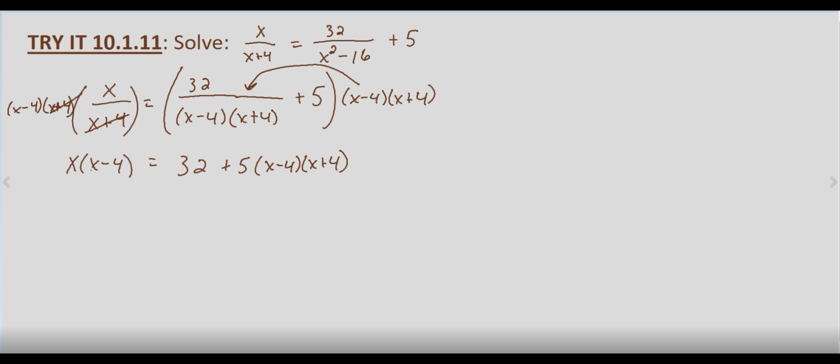So we'll go ahead and distribute our x term on the left-hand side. So this was x squared minus 4x equals 32. And then we're going back to the x squared minus 16. And we should note what the denominator can't equal. x can't equal negative 4, and x can't equal 4.